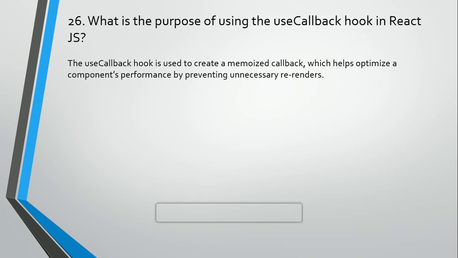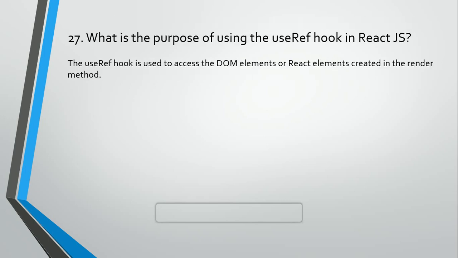Question number 26. What is the purpose of using the useCallback hook in React.js? So look, the useCallback hook is used to create a memoized callback, which helps optimize a component's performance by preventing unnecessary re-renders. These are terms you can delve into in detail by watching a separate video on useCallback and memoize. These concepts need to be memorized by you as a React developer, because they are important questions interviewers commonly ask.